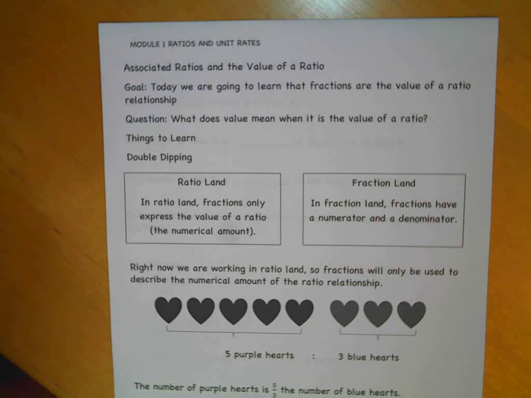It's called double dipping. The reason that I want to throw this out at you is that in math, we have a tendency to do all kinds of stuff with numbers. And sometimes you learned something one way, and after a lesson today, you'll notice that it has a different meaning or a different job. That's why we call it double dipping, because in one land it could mean something, and in another land it could mean something totally different.